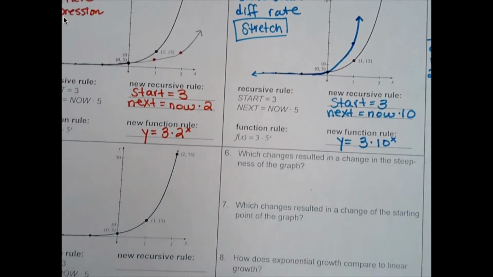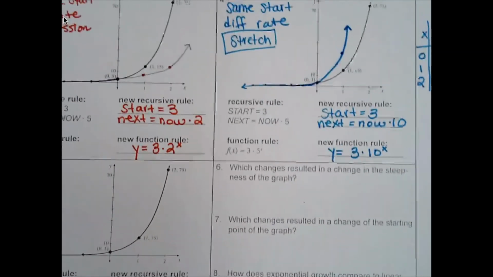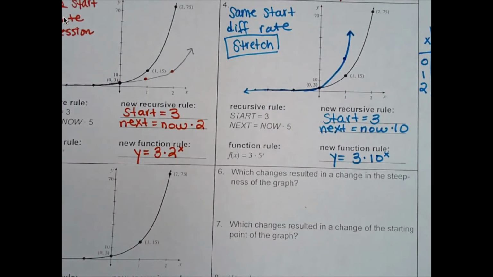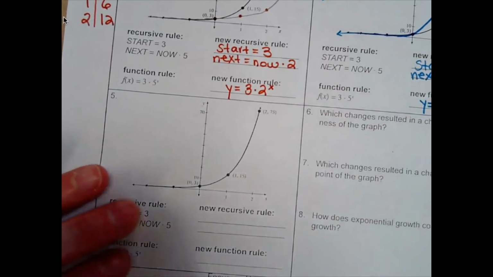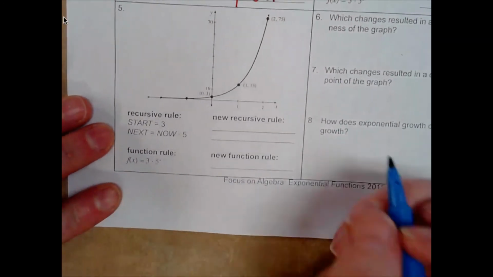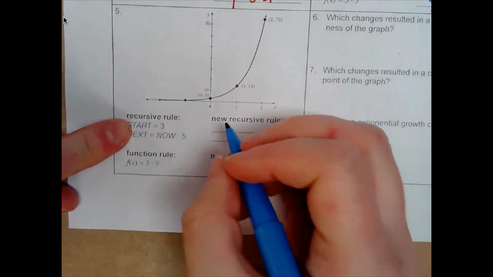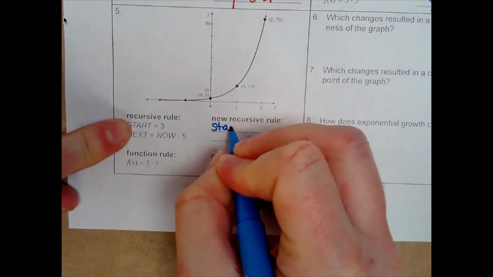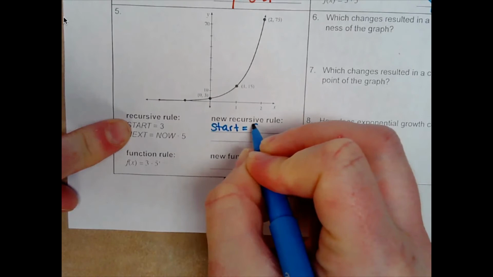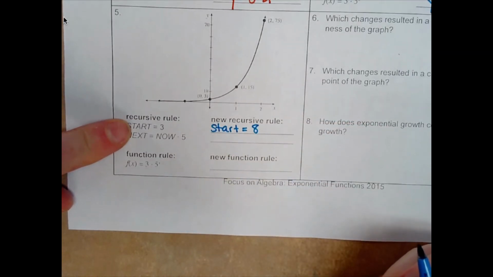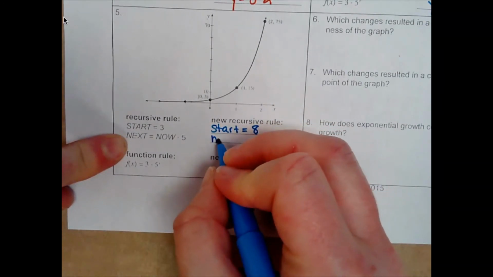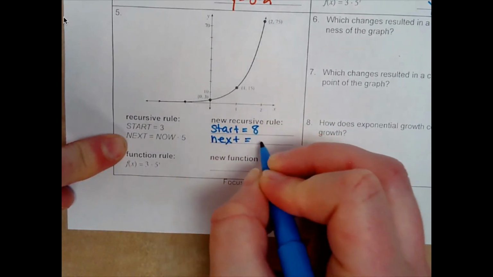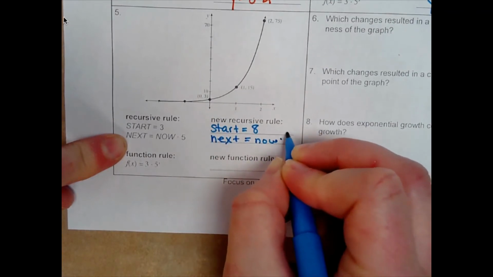All right, the last one. This one I'm going to change both. I'm going to change the rate and the start. So the start's going to be 8, and the rate is going to be a half. Next equals now times 1 over 2.